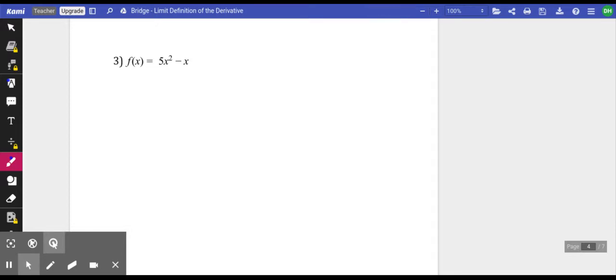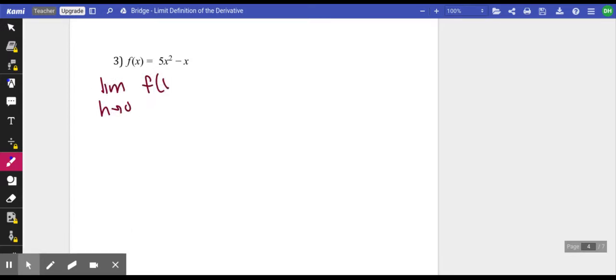So we can't just say the slope is 5 or negative 1 or whatever. We've got to use this formal definition. So let's start with the limit as h approaches 0. Notice I'm writing the definition down every time. F of x plus h minus f of x all over h.